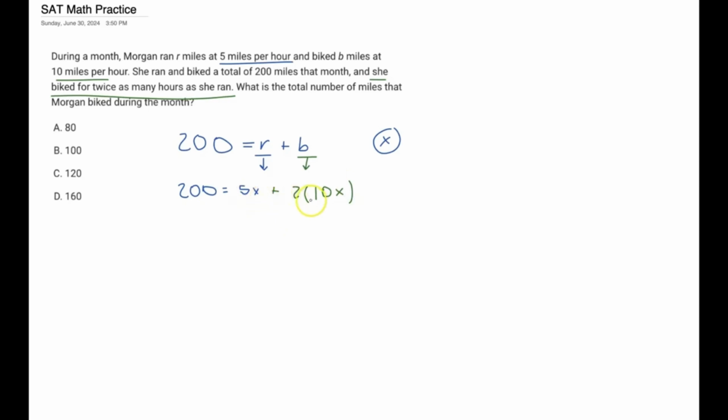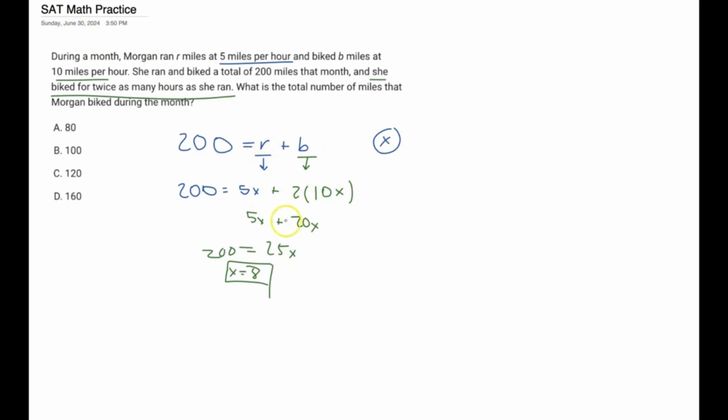So we have 5x plus 2 times 10x. This becomes 20x, and this is 5x. So this becomes 25x equals 200, right? And if we solve for x here, we get 8. 8 doesn't have a real meaning in this problem, but if we plug this into each of our rates, we can actually find the answer.